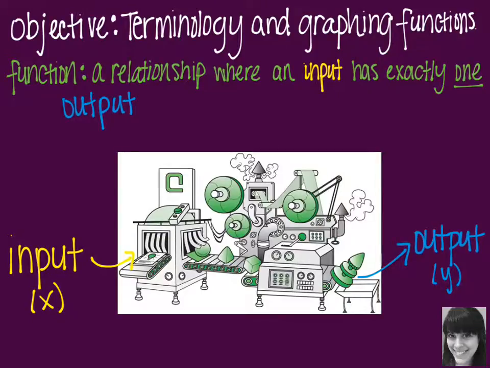So, a function. A function is a relationship where an input has exactly one output. Take for example this funky machine, right? You're inputting something and it's going to be your x, and it goes through this process called a function, and your output is your y, okay? So you're putting something into the function and getting out your output. Input, output.